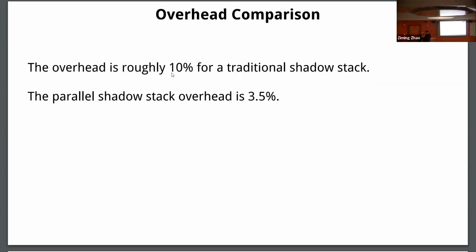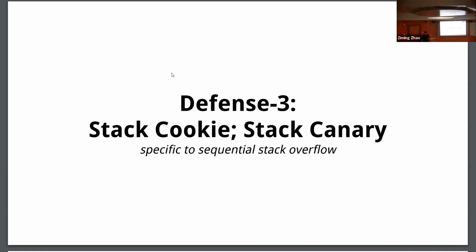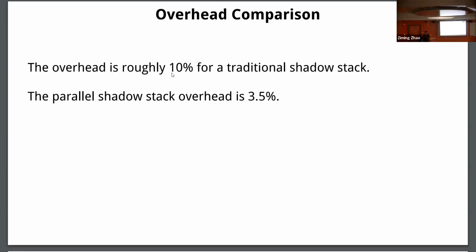A paper published several years ago measured the shadow stack, and the measurement is roughly 10% overhead for the traditional shadow stack. We're talking about the performance overhead. For the parallel shadow stack, it's about 3.5%. This shadow stack is just for the control flow, right? But you can still override local variables. Yes. Yes. Yeah.